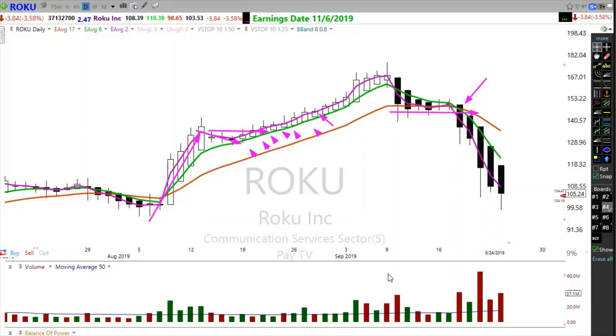Now remember, trader, the wicks and tails in a Heikin Ashi candle are different. Okay? When we are in a strong uptrend, there are no tails on the candles. When we are in a strong downtrend, there are no wicks on the candles. It's only when we hit these transition points that we actually have wicks and tails coming into play.